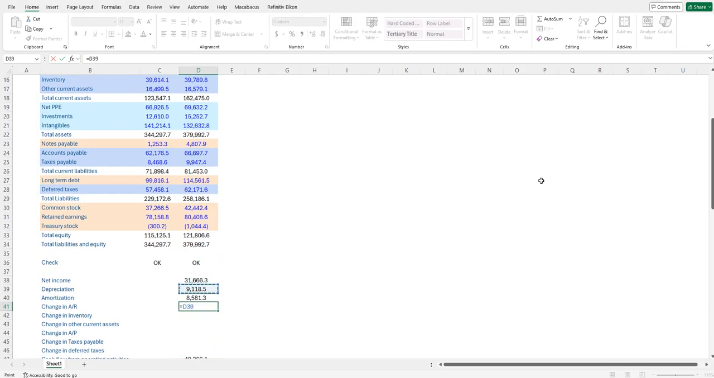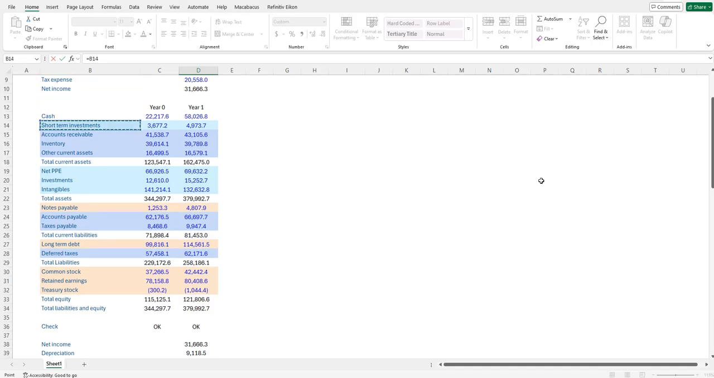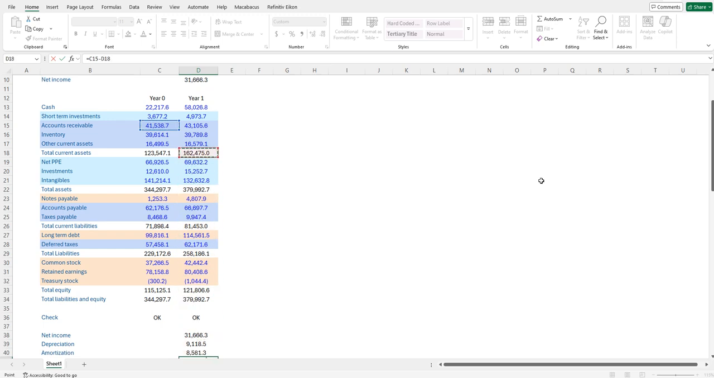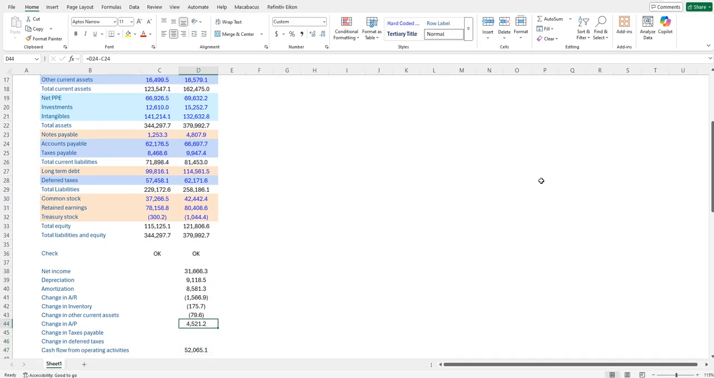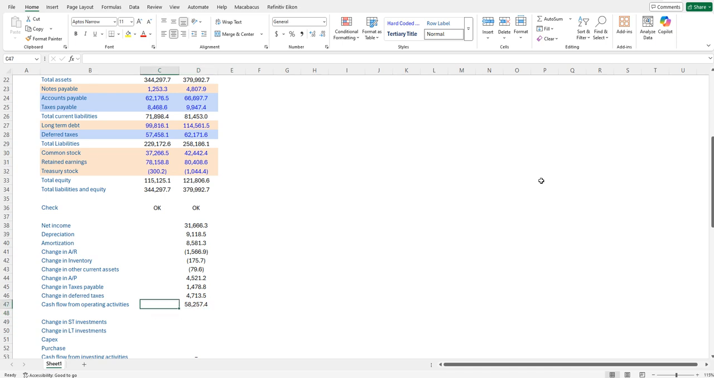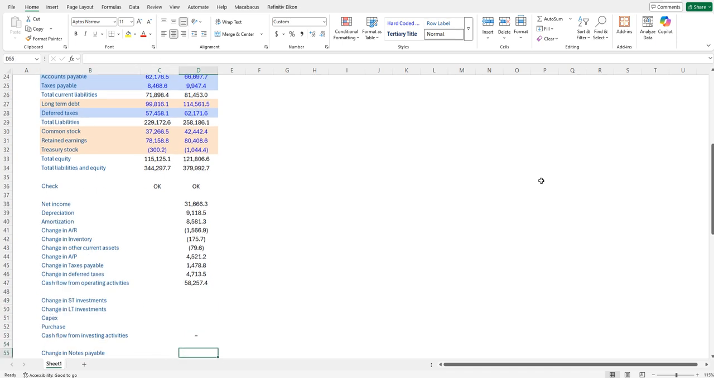So we start with calculating the change in accounts receivable. Accounts receivable here: previous year's figure subtract this year's figure. Okay. And accounts payable: current year's figure subtract the previous year's figure. Okay. So for the change in deferred taxes as well. And that's your total cash flow from operating activities. Okay.